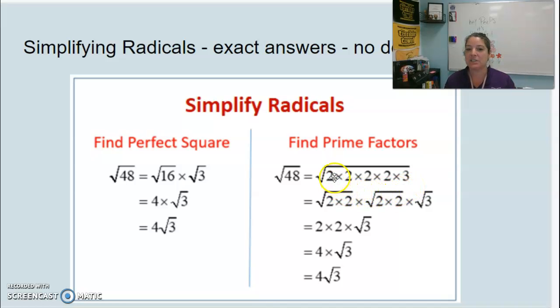And then look at this. Pairs of numbers go together. So the 2 2s becomes a 4. Those 2 2s becomes another 4. Okay, the square root of 4 is 2. This square root of 4 is a 2. That 2 and 2 makes a 4 on the outside. So that's the other way that you can go about doing it.